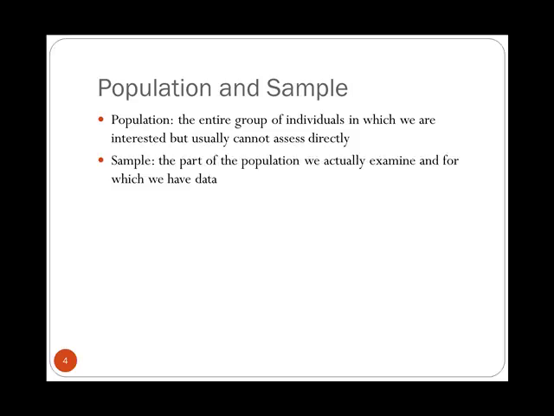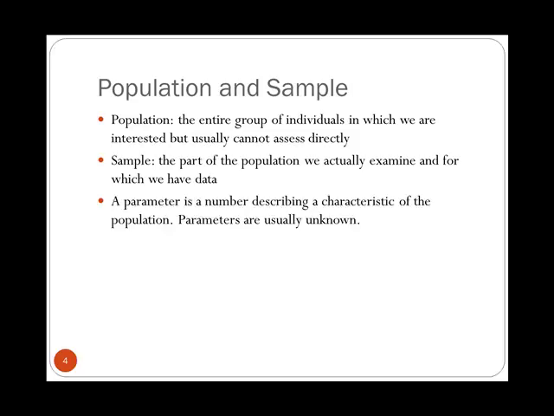First, let's look at some basic concepts. Population and sample. Population is the entire group of individuals in which we're interested, but usually cannot assess directly. Sample is the part of the population we actually examine and for which we have data. An example of a population would be A&T students or trees in America. A sample would be 30 A&T students randomly selected.